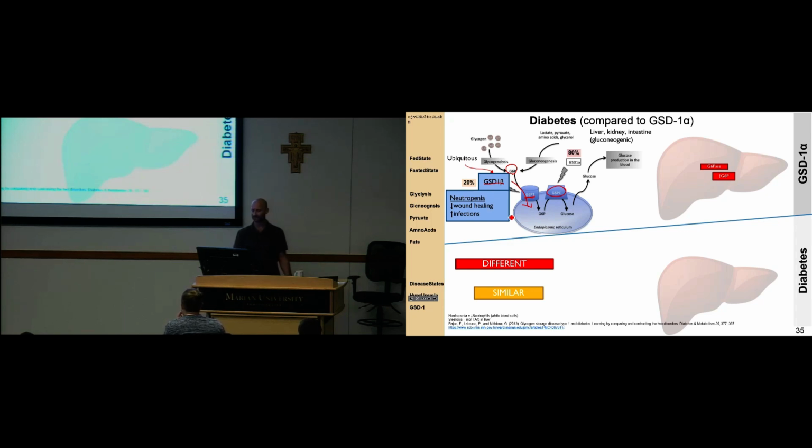So most of the GSD1s, 80%, are alpha, GSD1 alpha. And that's the problem with the enzyme that's actually taking off the phosphate group. GSD1 beta, the problem is with the transporter, okay? Now you'd think those should be identical because in the end, you're having the same problem. The reason GSD1 beta is worse is because it's more ubiquitous. So it's not just the liver.